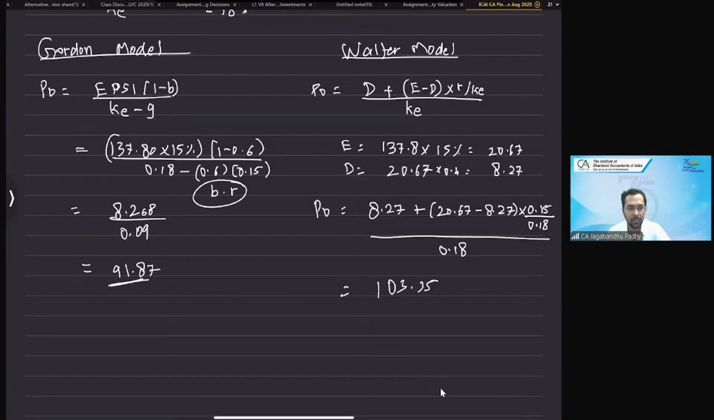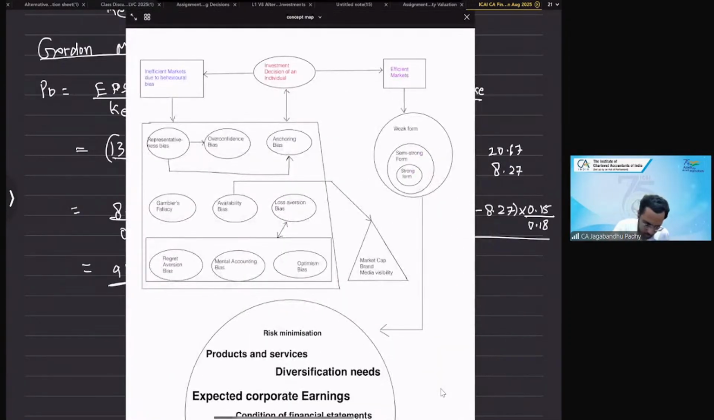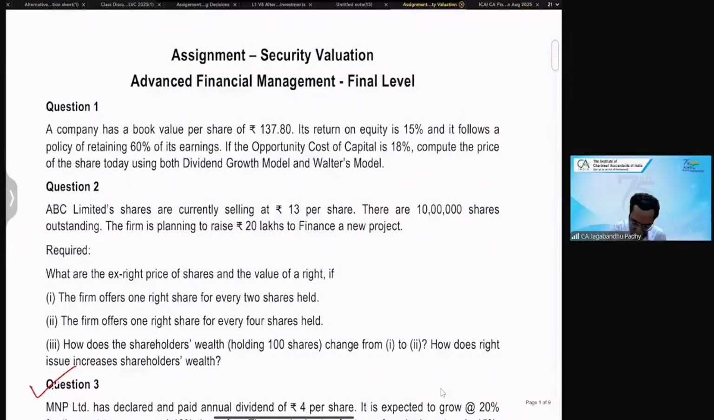So that is going to be there. Then Gordon or Walter, either of them, depending on what value we are seeking, we can definitely approach each one of them. Okay, fine. So this is what we have done with this.